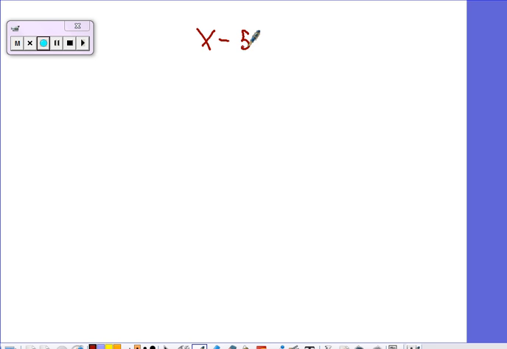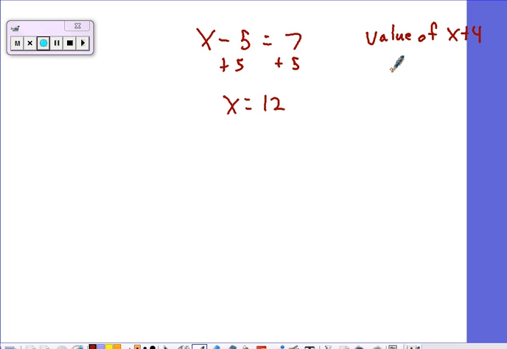X minus 5 equals 7. What is the value of x plus 4? Before we can do x plus 4, we have to do x minus 5 equals 7. And as you just said, we add 5 to both sides. X equals 12. 12 plus 4 equals 16. And our two-step problem is done.